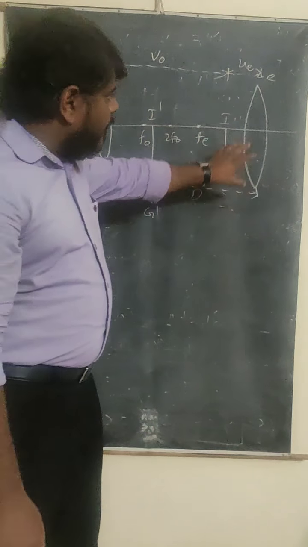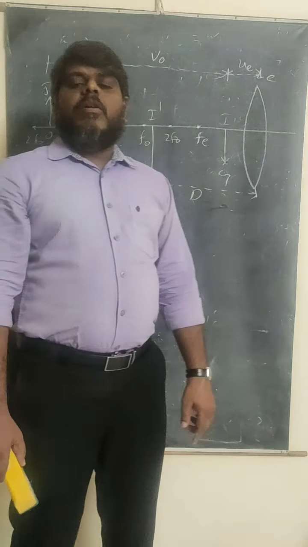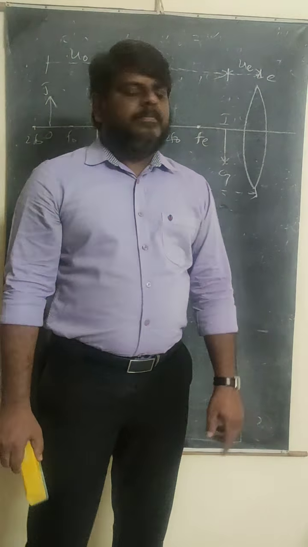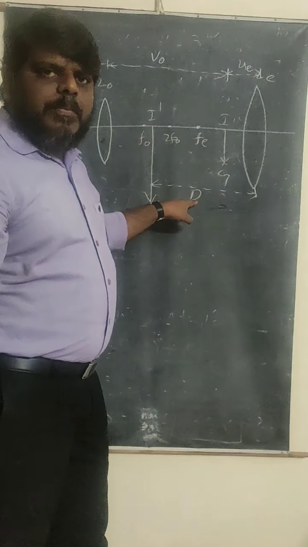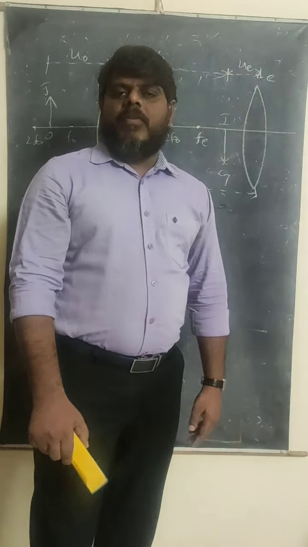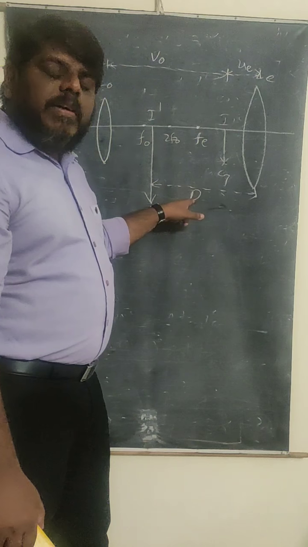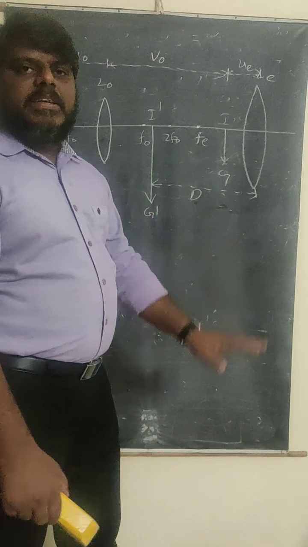If I want to write the same lens formula for the eye lens, you can write 1 by Fe equals 1 by Ve minus 1 by Ue. This is the Ue value and this is the Ve value. In the case of near point adjustment, Ve is equal to D. In the case of normal adjustment or far point adjustment, what is the Ve value? You have to take infinity. Like that we can find out the required answers.